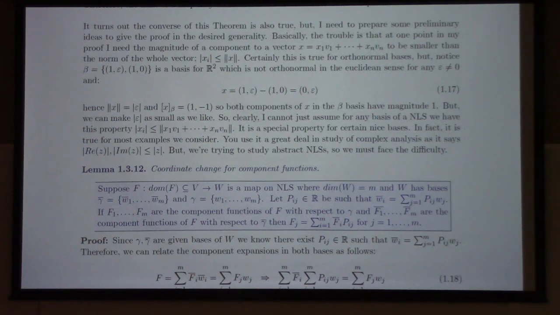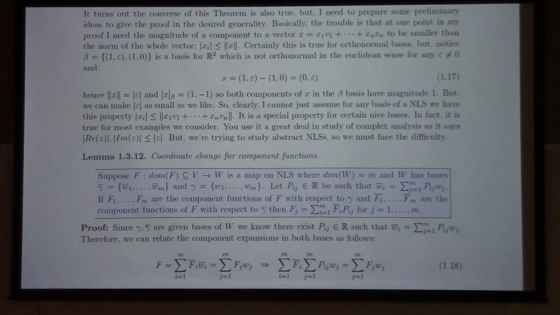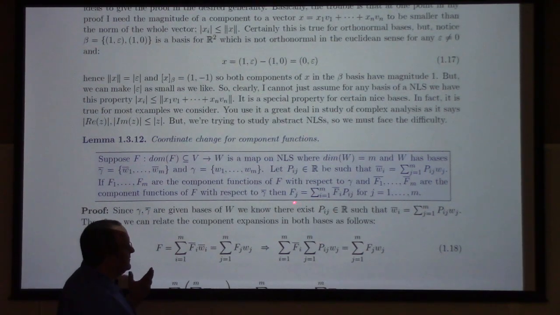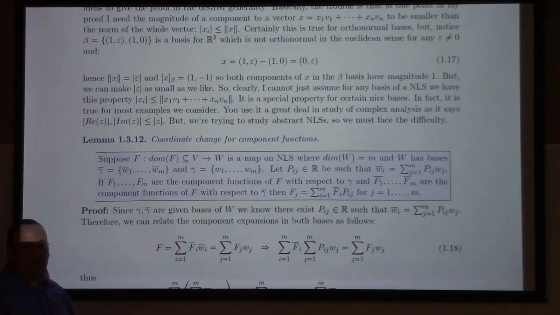But basically what this lemma says is simply that if you have different bases, then the component functions of a vector valued function of normed linear spaces is related in the natural way, just like that. It's really nothing more than just a linear algebra result tacked onto functions, okay? It's nothing.